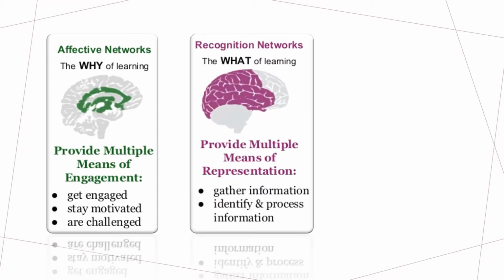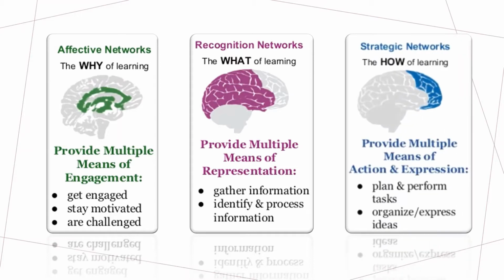The recognition networks are located in the back of the brain. The best example of recognition networks is when you answer the phone and you know immediately who's speaking on the other end because you recognize their voice. This is how fluently we want students to recognize information. Teachers can activate recognition networks by representing materials in many different ways. The strategic networks are located in the front of the brain. They work together with the recognition networks to assimilate new knowledge and to complete projects.